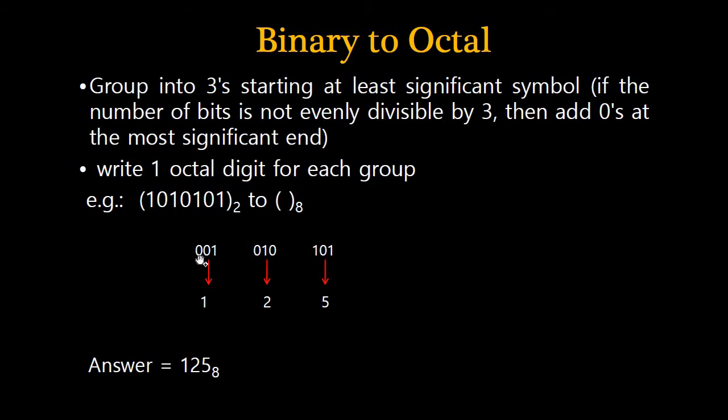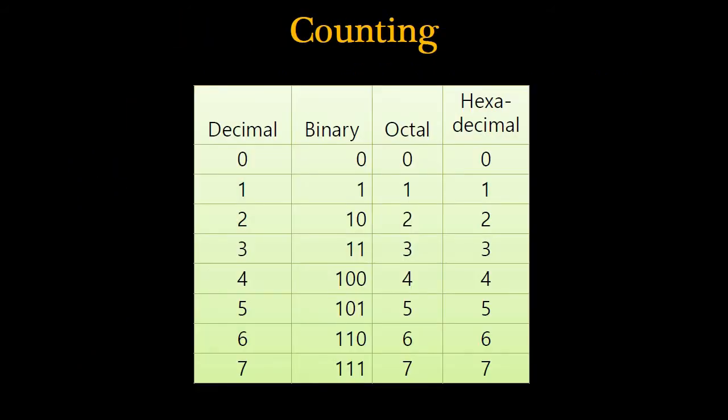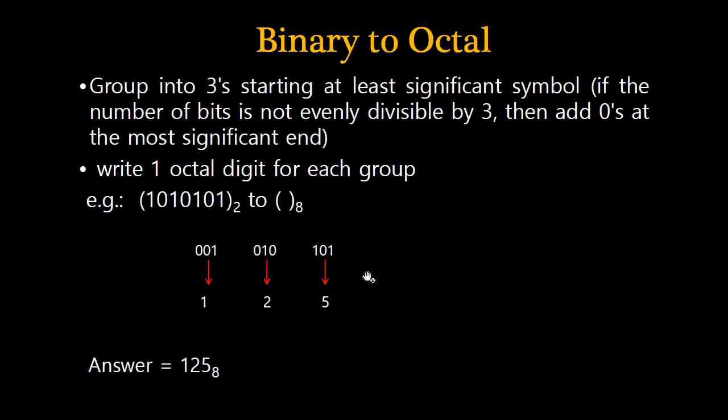Now from table number 1 we will use this conversion. For the different decimal or octal numbers, the corresponding binary number will be taken. That is, 101 represents 5, 010 represents 2 and 001 represents 1. So 1010101 of base 2 is equivalent to 125 of base 8.